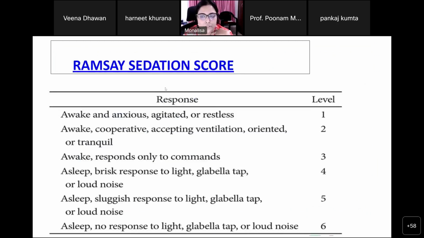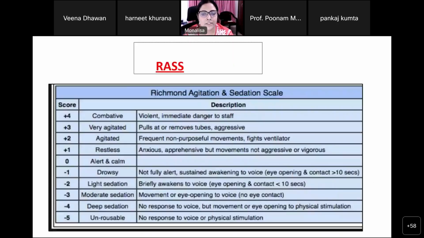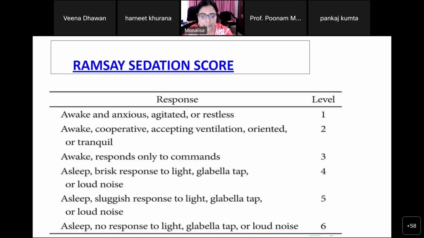Then the Ramsay sedation score, which you are also aware of, with 1 being awake, anxious, agitated, or restless, and 6 being asleep with no response. Here also we try to target somewhere around 3 to 4, where the patient will be comfortable and lightly sedated on ECMO. So please remember to use these sedation scales to titrate your sedation, because each and every sedation has to be tailor-made according to your patient.